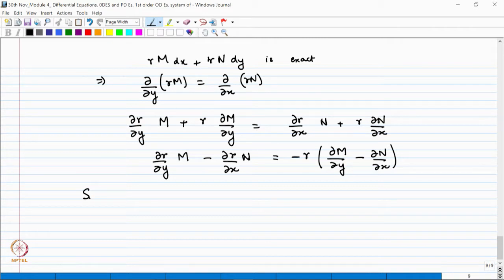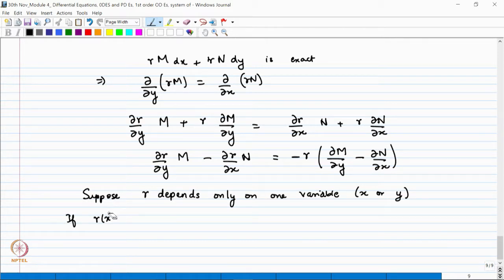Now suppose r depends only on one variable, x or y. For example, if r depends only on x, then dou r by dou y will be 0, so this term will go to 0. So if r is equal to r of x, then we have minus dou r by dou x into n is equal to minus r times dou m by dou y minus dou n by dou x.